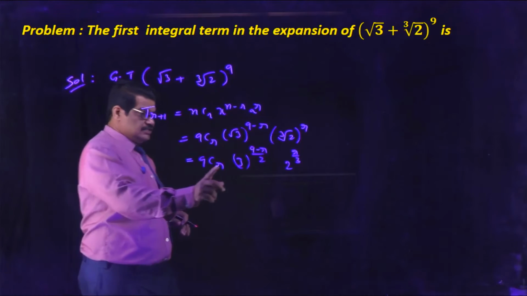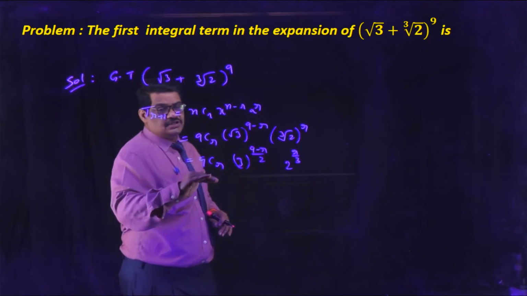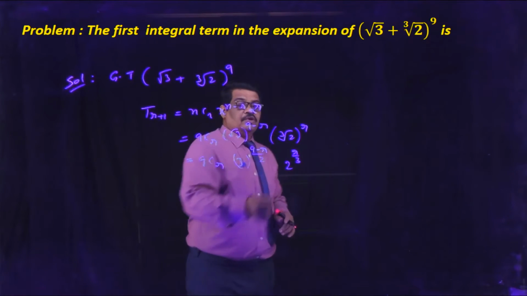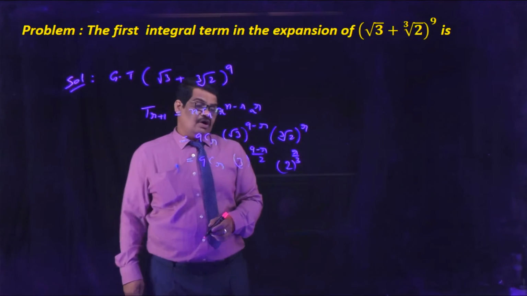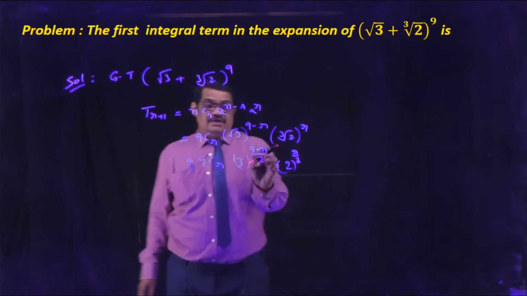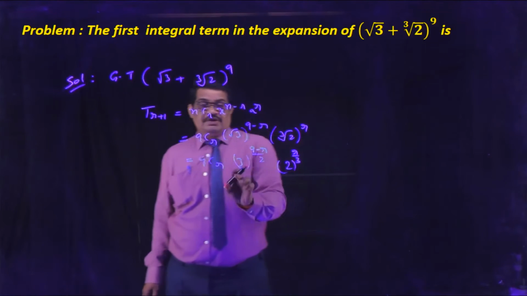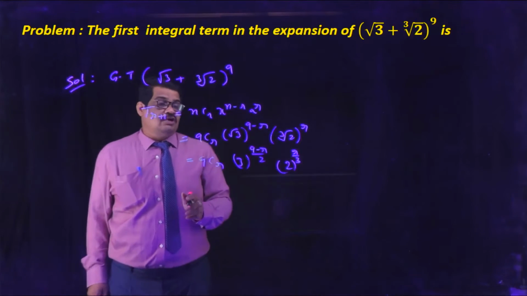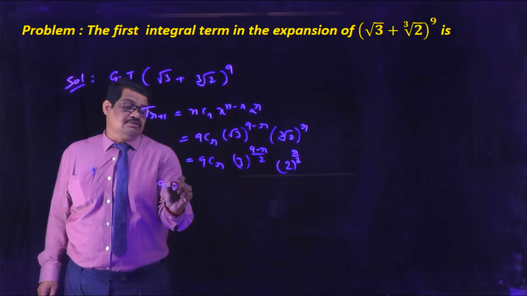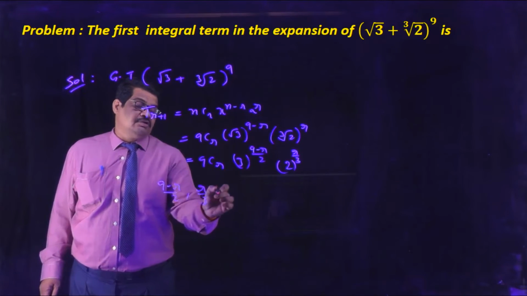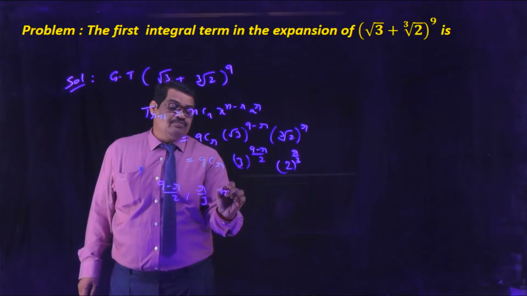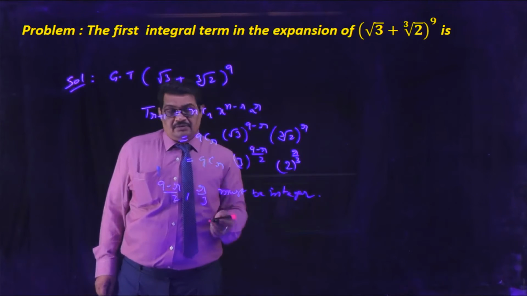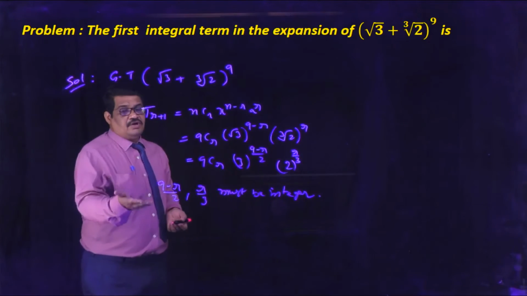T r plus 1 is 9Cr. 9Cr is a binomial coefficient, it is an integer. Here 3 to the power of (9 minus r) by 2 and 2 to the power of r by 3. So if the powers are integers, then this term is an integral term. So when the term is an integral term, 9 minus r by 2 and r by 3 must be integers. When are the values of r such that these are integers?